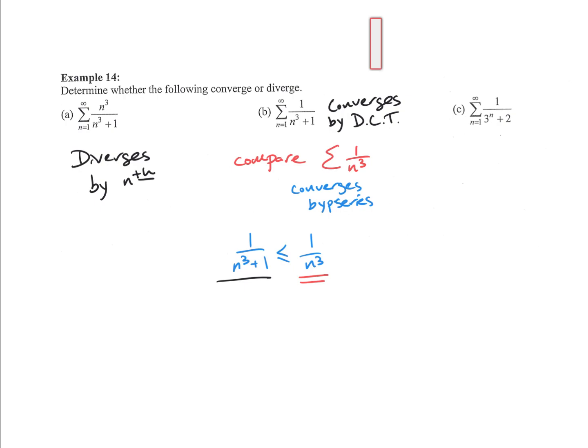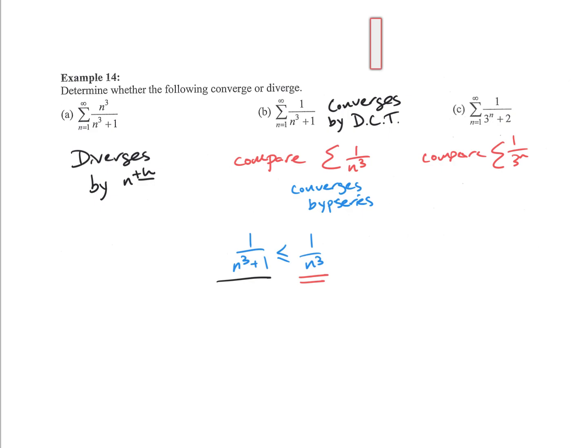All right, so what should we compare it to? 1 over 3 to the n. So we compare it to 1 over 3 to the n, so a summation of 1 over 3 to the n. Now, what does this one do? 0. Okay, sure. It passes the nth term test. Yes, it does.